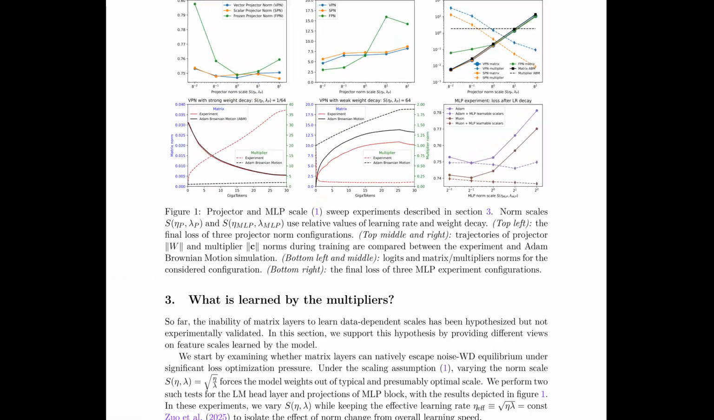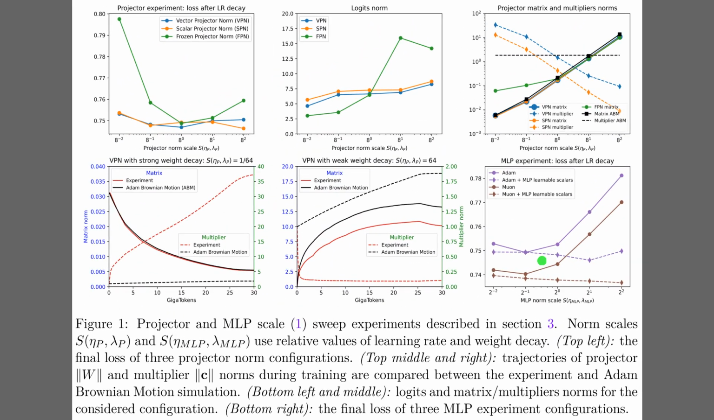Figure 1 demonstrates how learnable multipliers allow the model to escape suboptimal scaling artifacts. In the top left graph, the green curve shows the standard frozen projector norm, which suffers from a sharp U shape, indicating high sensitivity to the initialization scale. Conversely, the blue and orange lines for the vector and scalar projector norms are nearly flat, showing that the method robustly finds good solutions regardless of the forced scale.